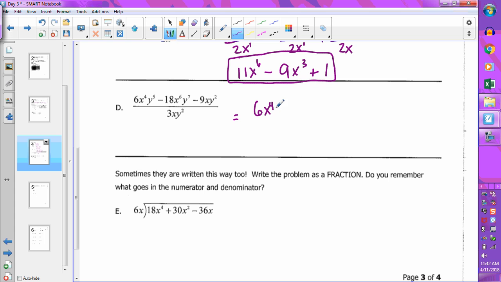So 6x to the 4th degree y to the 5th degree over 3x y to the 2nd degree, minus 18x to the 6th degree y to the 7th degree over 3x y to the 2nd degree, minus 9x y to the 2nd degree over 3x y to the 2nd degree.